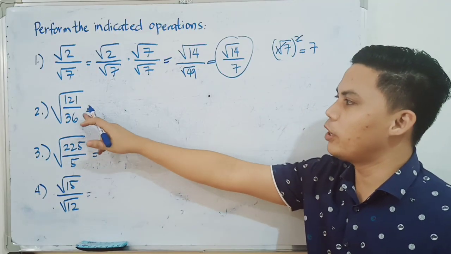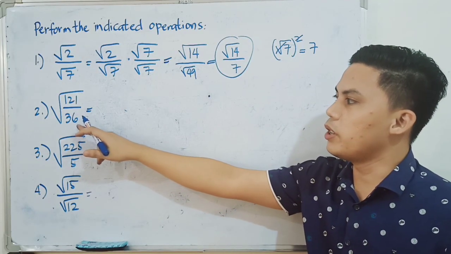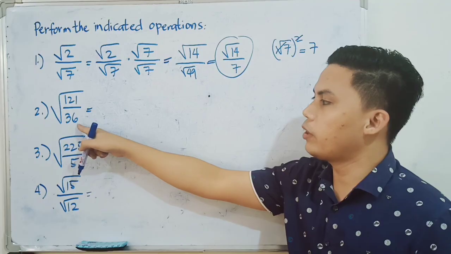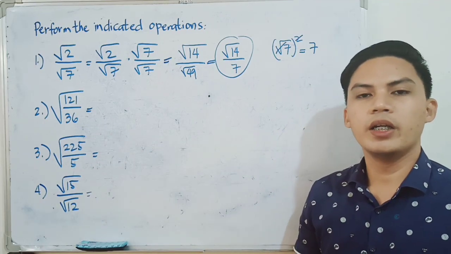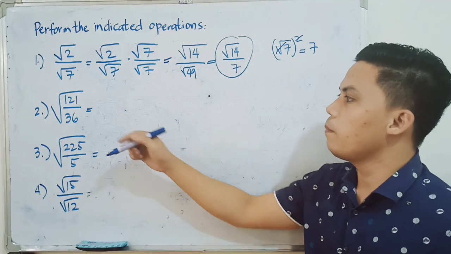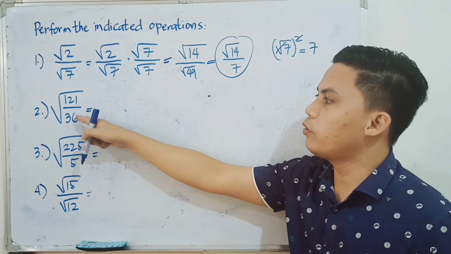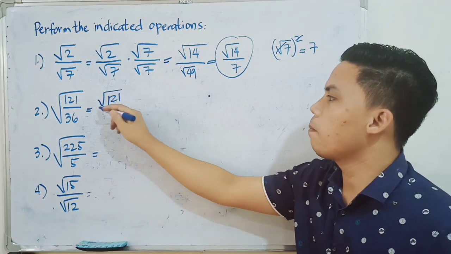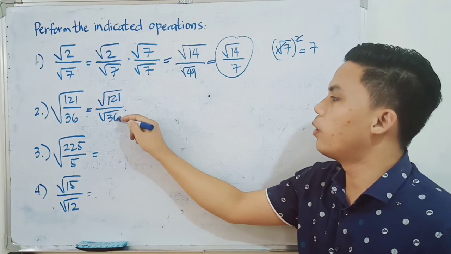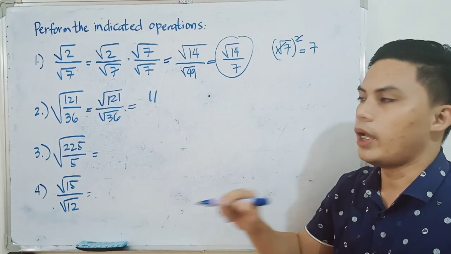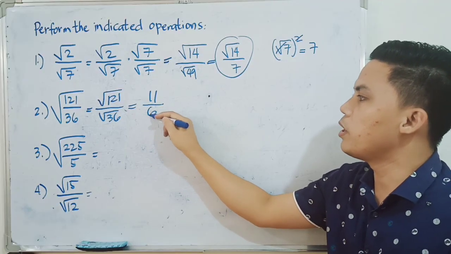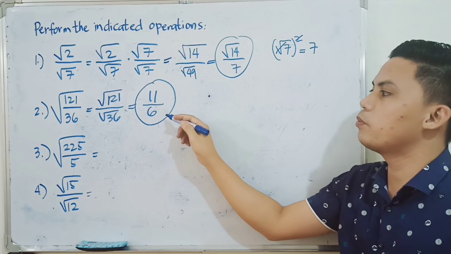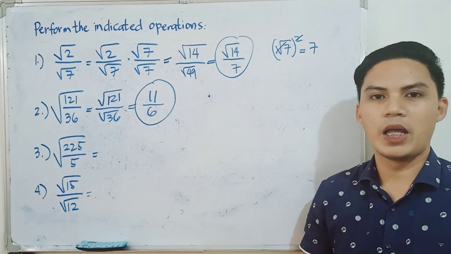We have the square root of 121 over 36. So again, i-try muna natin i-divide yung dalawa. 121 divided by 36, hindi tayo makakuha ng integer na sagot. So let's try getting the square roots of the numerator and the denominator. So, solve natin sila separately. We have square root of 121, that would be equal to 11. And the square root of 36, that would be equal to 6. So since this is the lowest term, therefore this would be automatically our final answer.